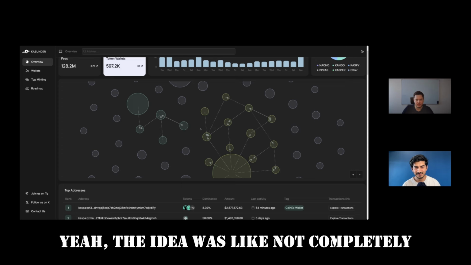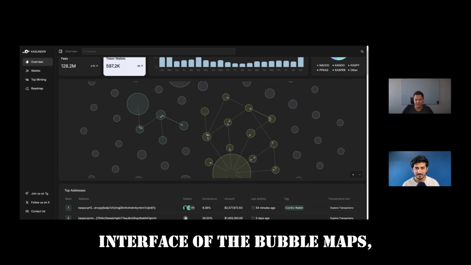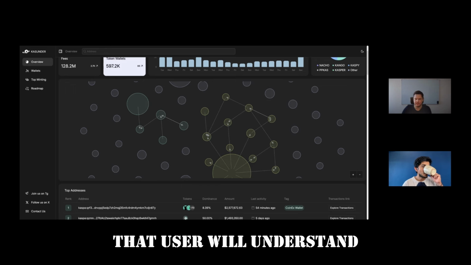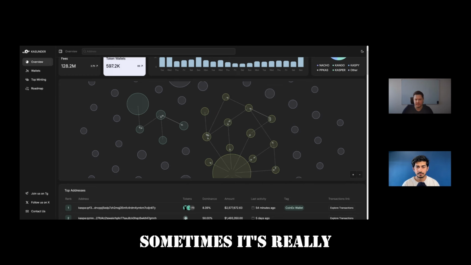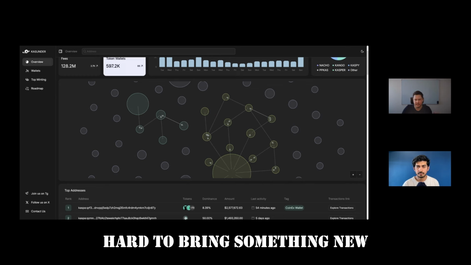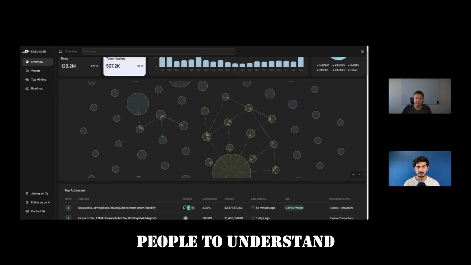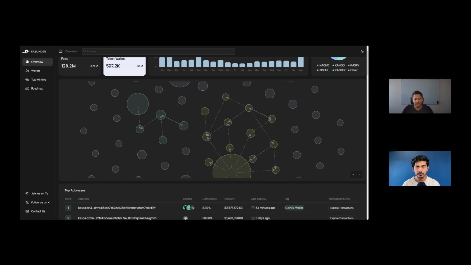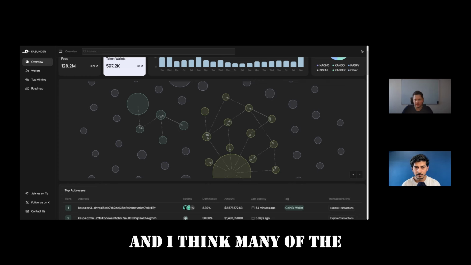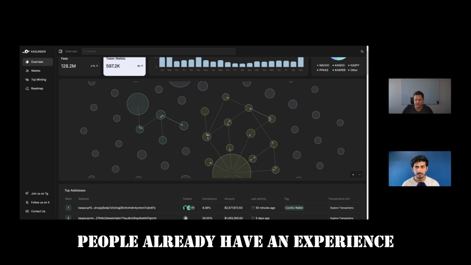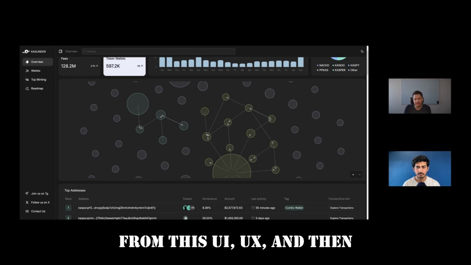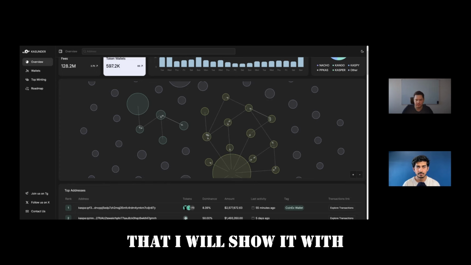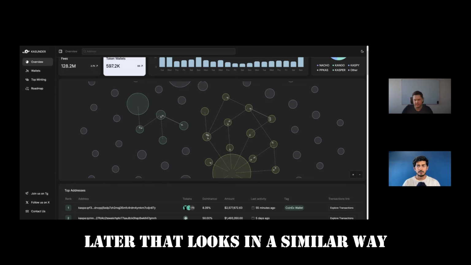Yeah, the idea was not to completely replicate the interface of BubbleMaps, but to make something that users will understand. Because in such visual representations, sometimes it's really hard to bring something new, because it's hard for people to understand what this actually is. And many people already have experience with BubbleMaps, and we are making a kind of bridge from this UI/UX to the graph of transactions that I will show a bit later that looks in a similar way.